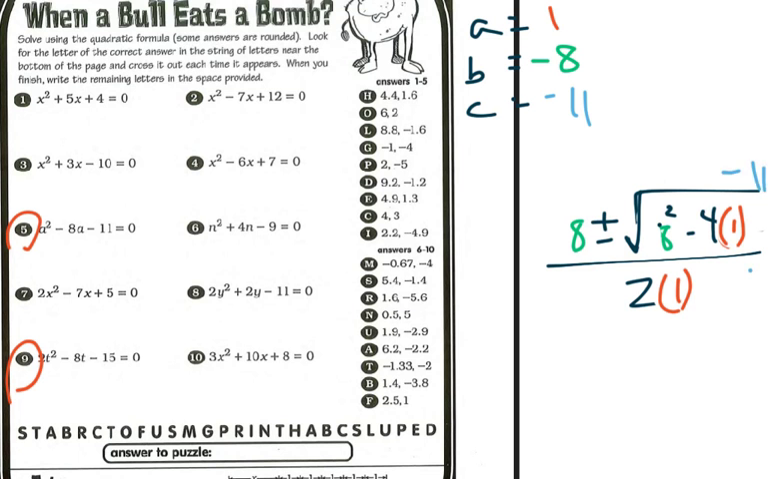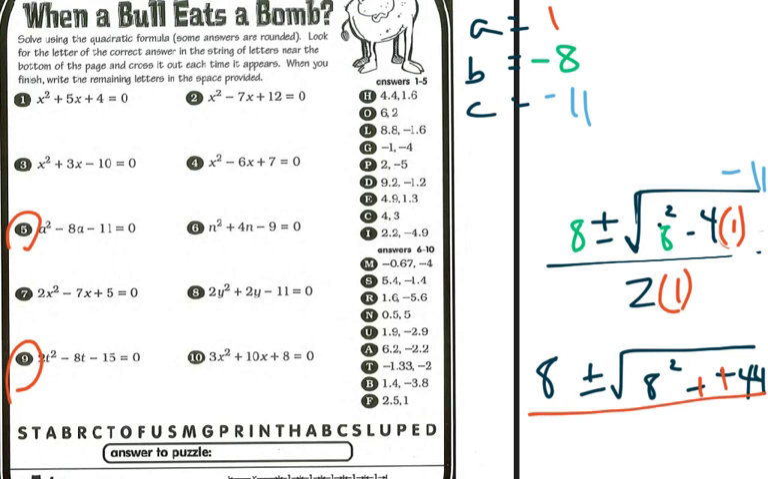So I'm just going to write it up here because I'm running out of room, but I'm going to multiply those. Okay, so we have 8 plus or minus the square root of 8 squared, and I got 4 times 1 times -11, which is going to give me -44. So I'm going to put a -44 in here. Notice what happens when you have a negative and a negative, like double negatives here, they're going to turn into positives. And then I'm going to divide everything by 2. So I really have 8 plus or minus the square root of 8 squared plus 44, all of that divided by 2.